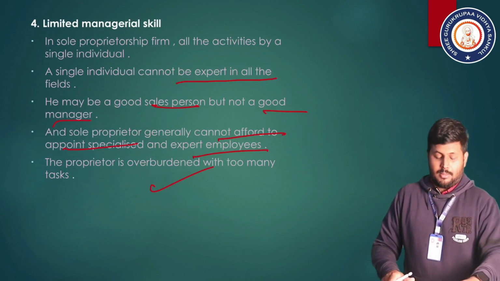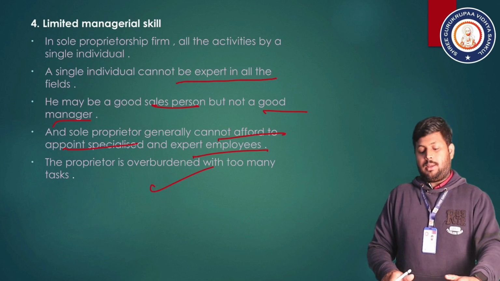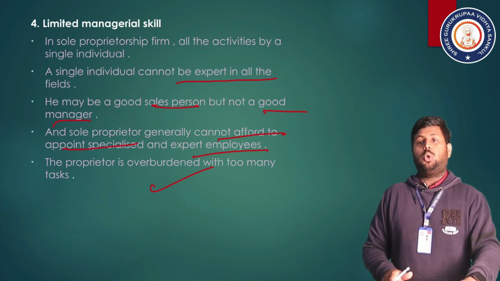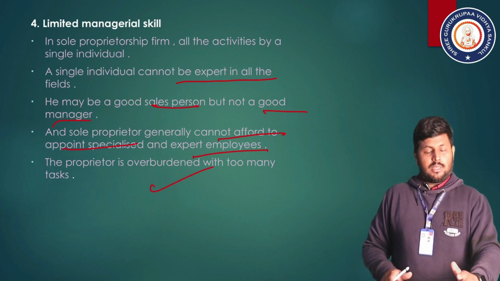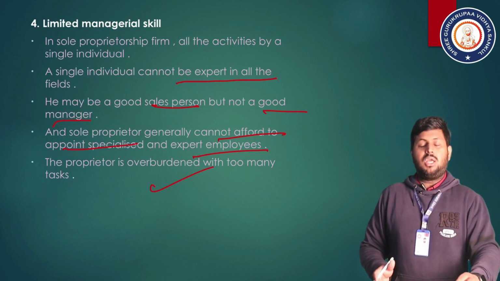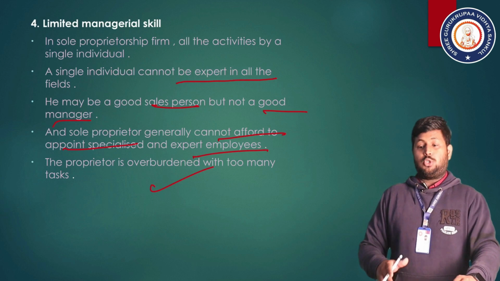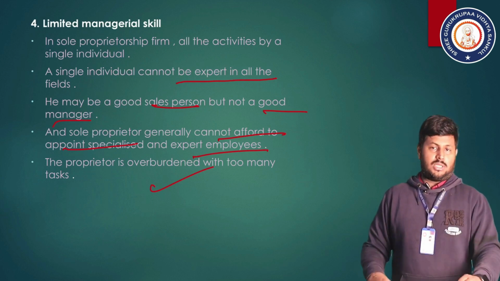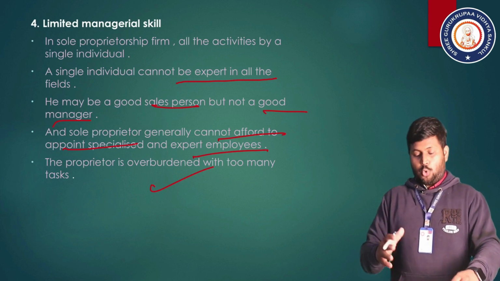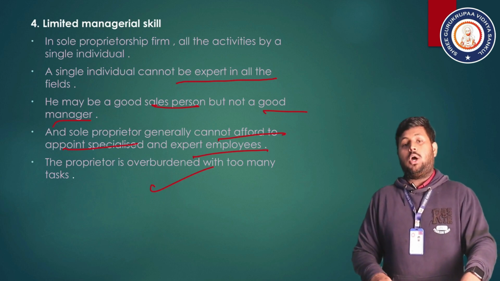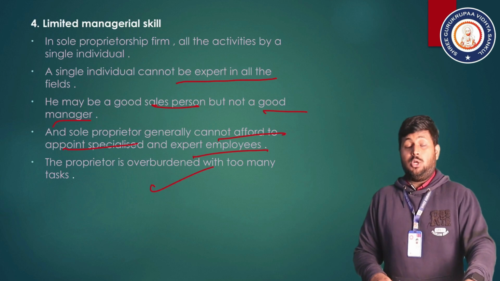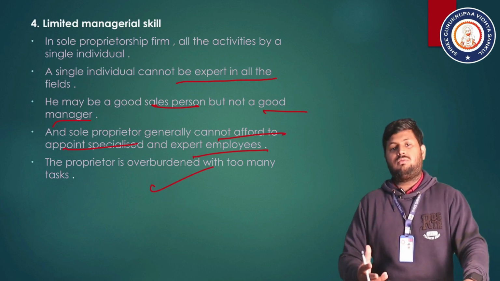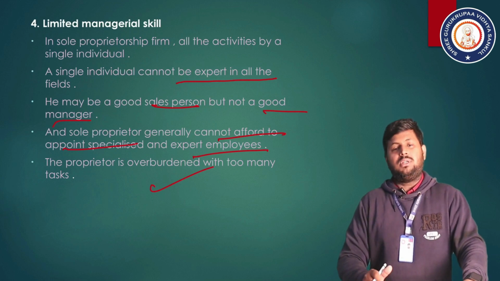And last is limited managerial skill. A person cannot be expert in all types of activities. So he might be good as a salesperson but not good as a manager. If he is good as a manager, he might not be good as a production manager. In such a condition he has limited managerial skill. He cannot manage the whole business in a perfect manner. The second constraint is that he does not have much money to spend, so he cannot hire experts also. In such a condition, the sole proprietor becomes disadvantageous.